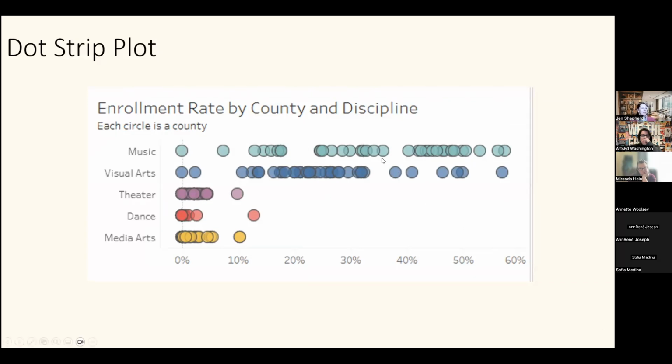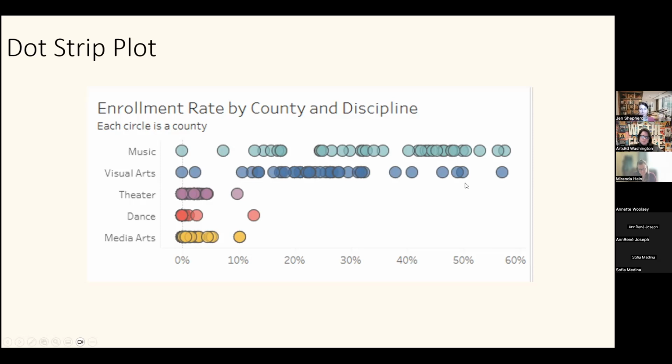So you can see we have this big cluster of counties that have a music enrollment rate up here around 50%-ish. And we've got this other cluster around 30, and another cluster around 15. And we've got these kind of stragglers over here on the low end. And we've got a cluster as well for visual arts around 25. And we've got a couple high achievers, I guess, who have much higher visual arts enrollment rates.